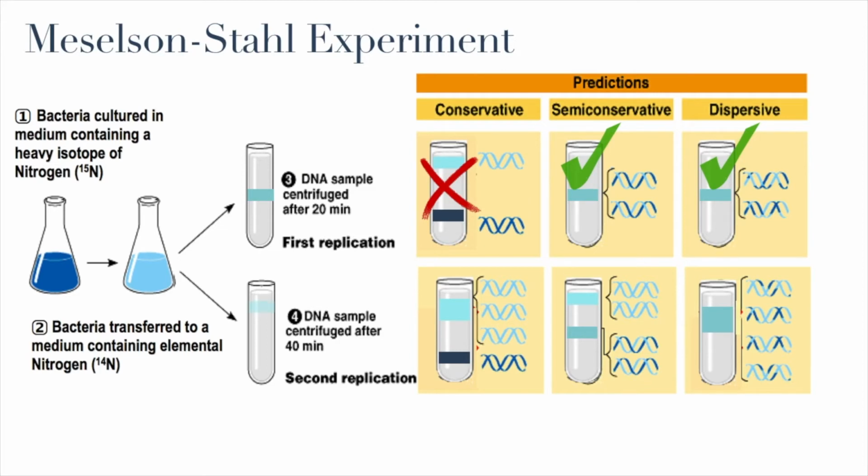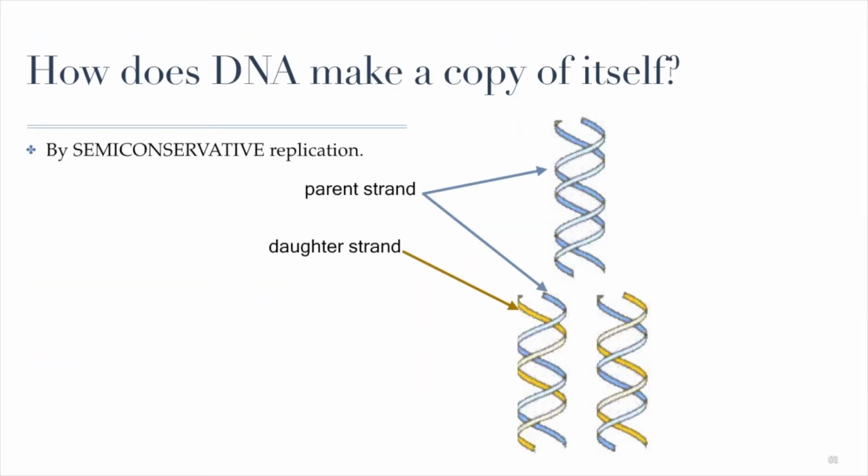And after the second replication, they got results that basically proved that it was not conservative, obviously, but it was also not dispersive. And then it was actually semi-conservative replication. And that's the experiment. And so they figured out that DNA copies itself in a semi-conservative way, where the parent strand actually ends up becoming a template to the two new daughter strands.